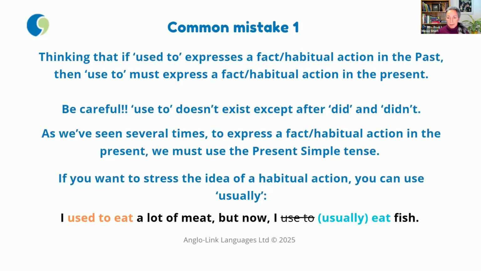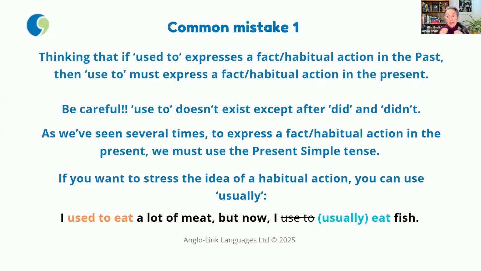So be careful. The first common mistake is thinking that, okay, if used to with the D, past, expresses a fact or habitual action in the past, then logically, used to without the D must express a fact or habitual action in the present. Yeah, perfectly logical. Well, English isn't logical, so be careful. Used to on its own doesn't exist. You can only see this use to without the D after did or didn't in the negative and question forms.